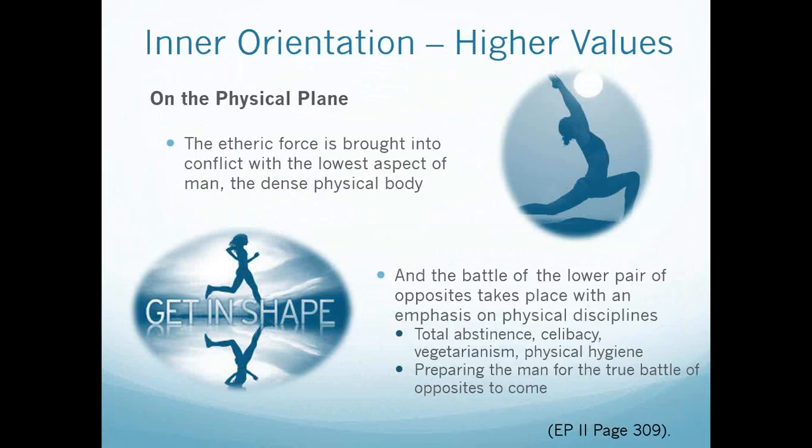Emphasis is usually laid upon the pairs of opposites found on the astral plane, yet as we just saw, they're found on the physical and mental as well. On the physical plane, the etheric energy blends with the physical form, and then a moment of inner orientation towards the world of higher values occurs, and the battle of the lower pairs of opposites takes place, with an emphasis on the physical disciplines: abstinence, celibacy, becoming a vegetarian, physical hygiene, exercise, and so on. That's preparing the man for the true battle to come.